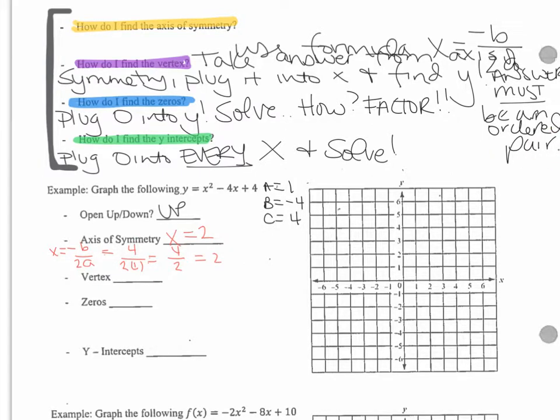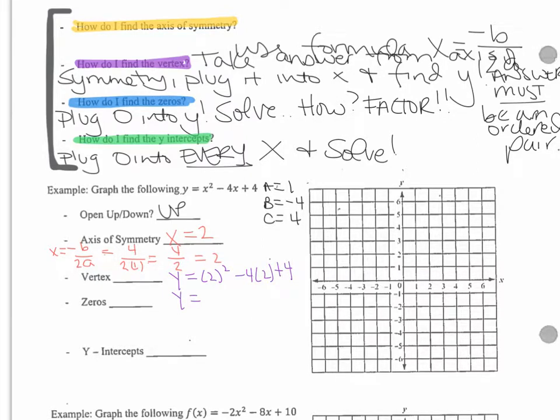So I'm going to take my answer from my axis of symmetry, so x equals 2. Every time I see an x in this equation, I'm going to plug in 2, and then I'm going to solve. So I have y equals 2 squared minus 4 times 2 plus 4. So now I'm just going to solve.